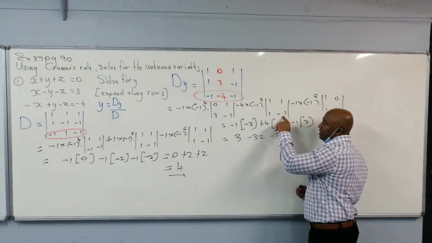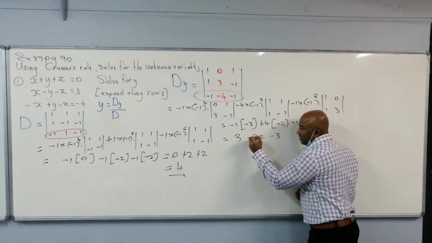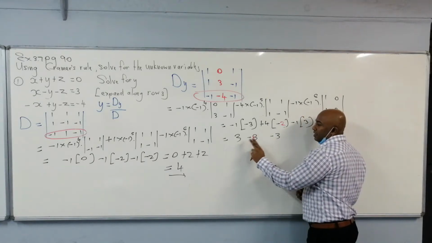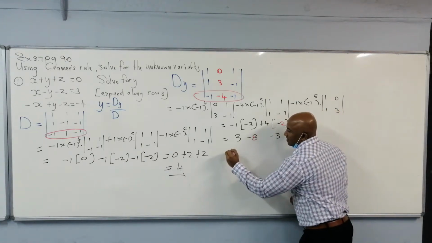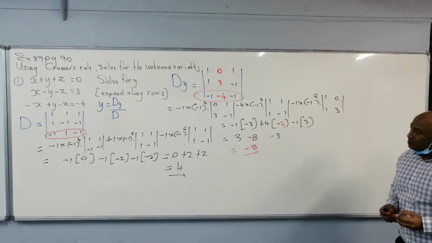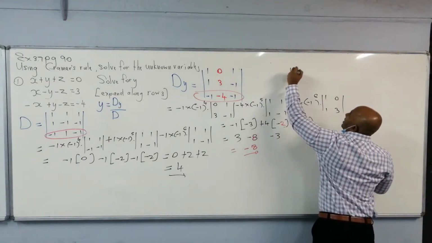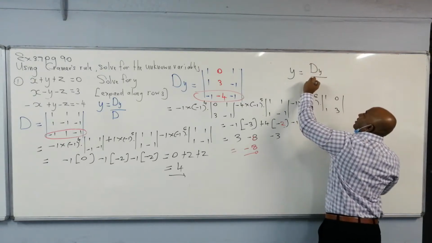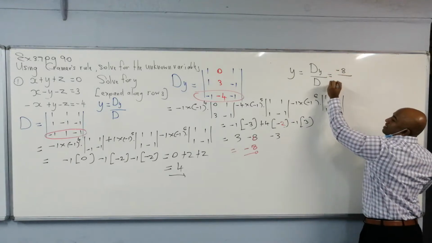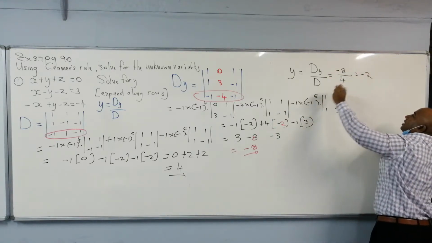1 times minus 1 is minus 1. Minus 1 is minus 2, so that's a minus 8. So that's a minus 8. So 3 and minus 3. So that's minus 8. Now, y is equal to dy over d. So my dy is minus 8 and the d is 4, so we get minus 2.